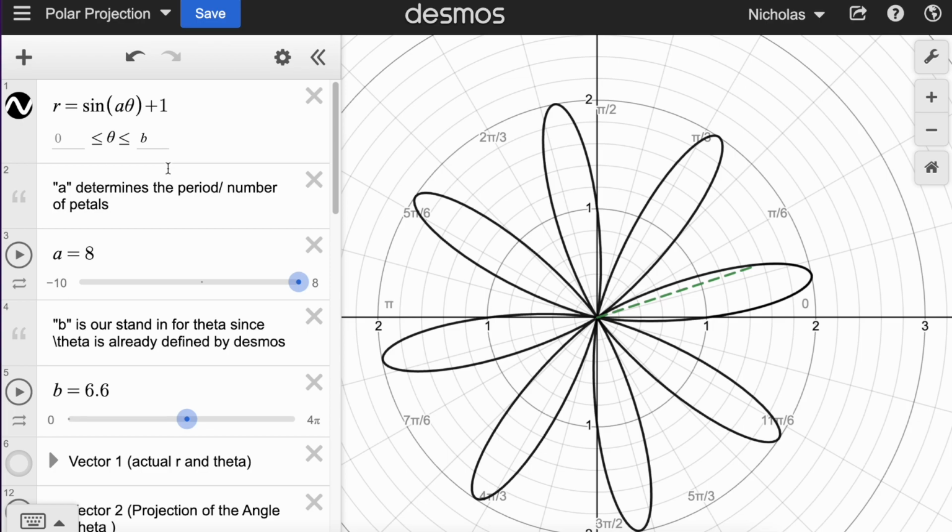But the idea here is not to memorize every single thing. It's sort of just to understand what's happening. How does it relate to the graph of sine? How does the angle and negative r values create symmetry? So yeah, hopefully you enjoyed the video and found it informative.